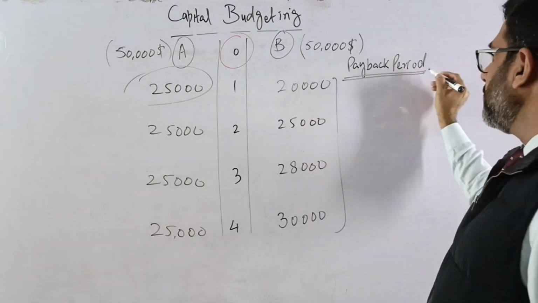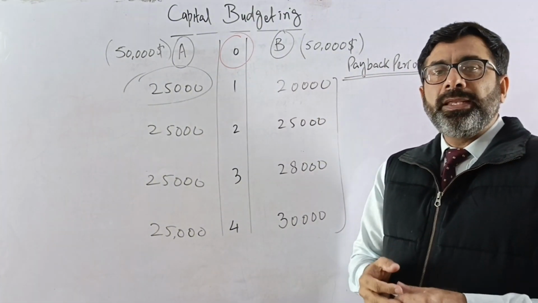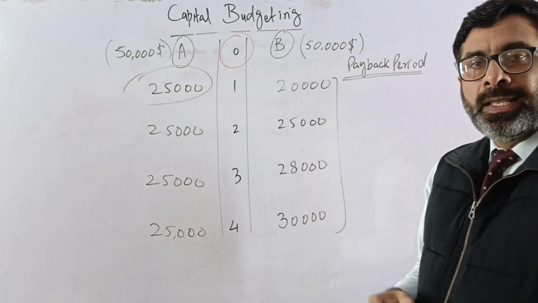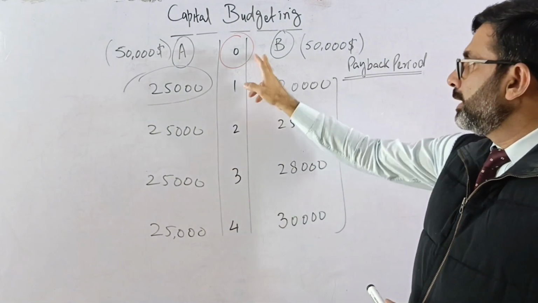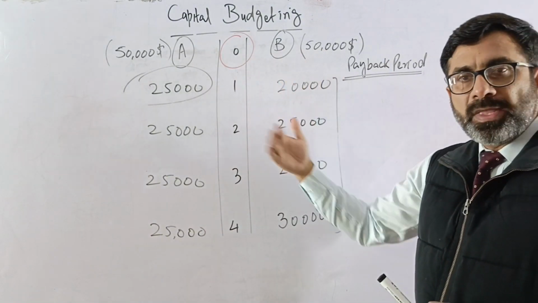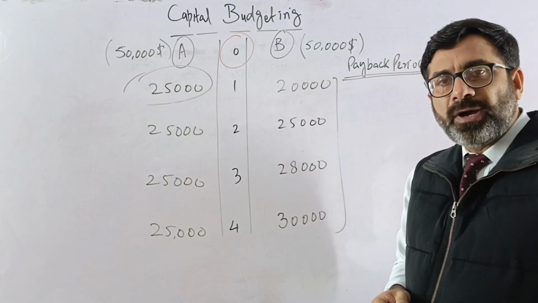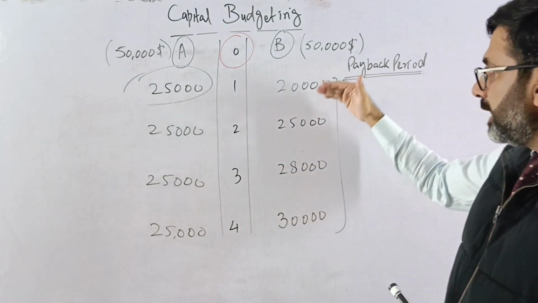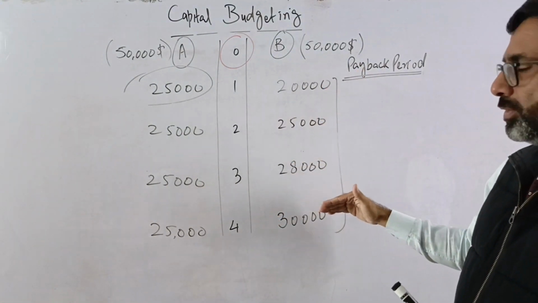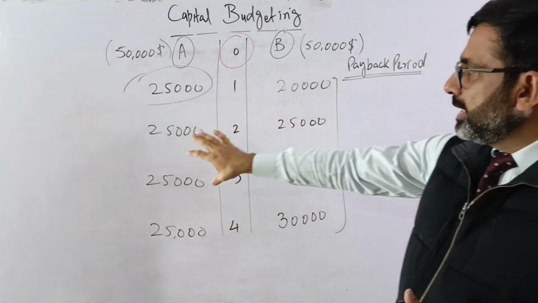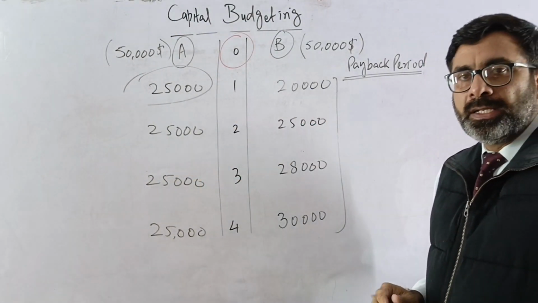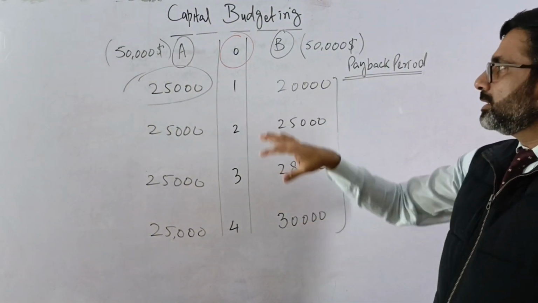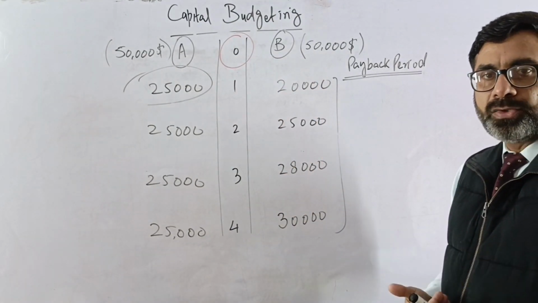Now, what does the payback period mean? This business is investing $50,000, but this $50,000 is the outflow. This is giving them the benefit in the next 4 years, because the life of this asset, this machine, or this project is 4 years. So now we have to decide whether project A is better or project B is better. The payback period simply calculates in how many years your initial investment will come back to the business.